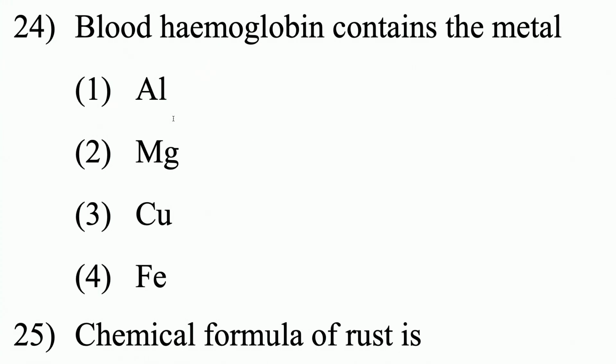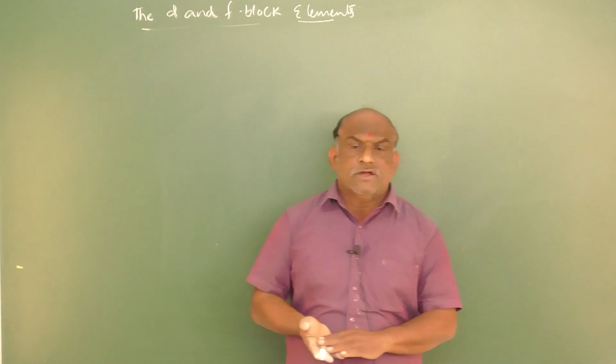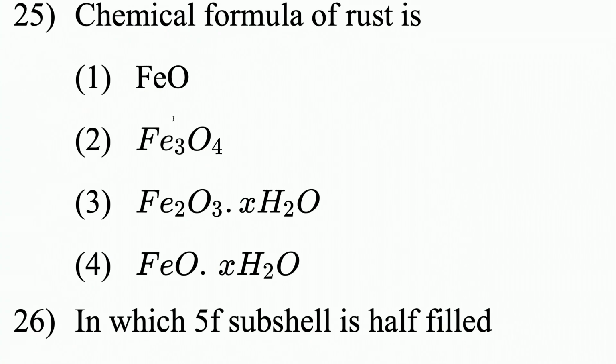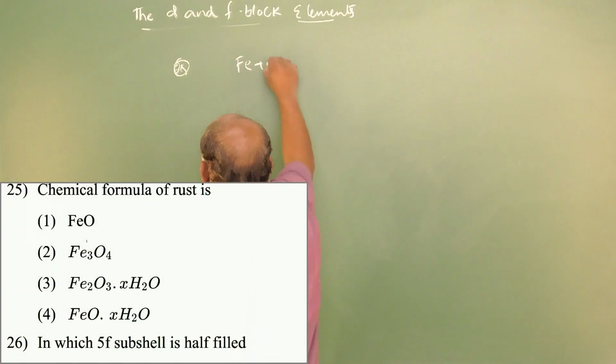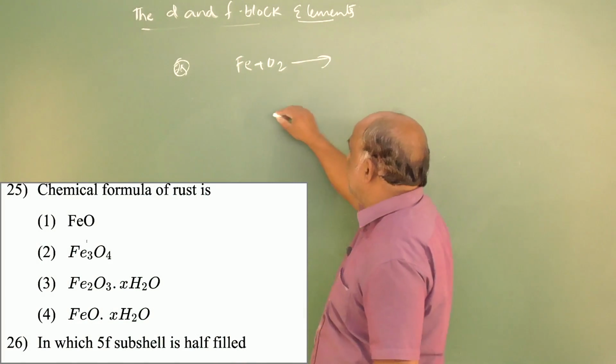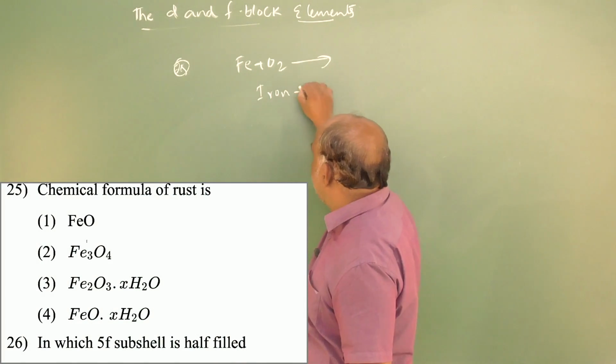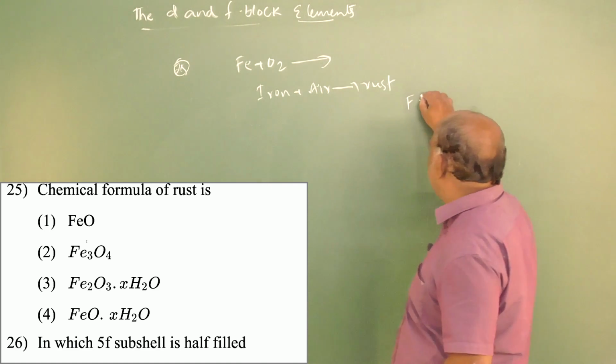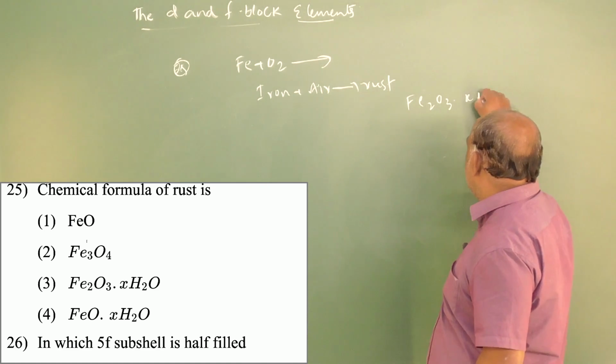After that, the chemical formula of rust. This is also a conceptual question. Question number 25. Chemical formula of rust. You have to make a note: Fe2O3·xH2O is the chemical formula of rust. How does rust form? Iron kept in oxygen. Iron plus air simply gives rise to rust. What is rust? Fe2O3·xH2O.